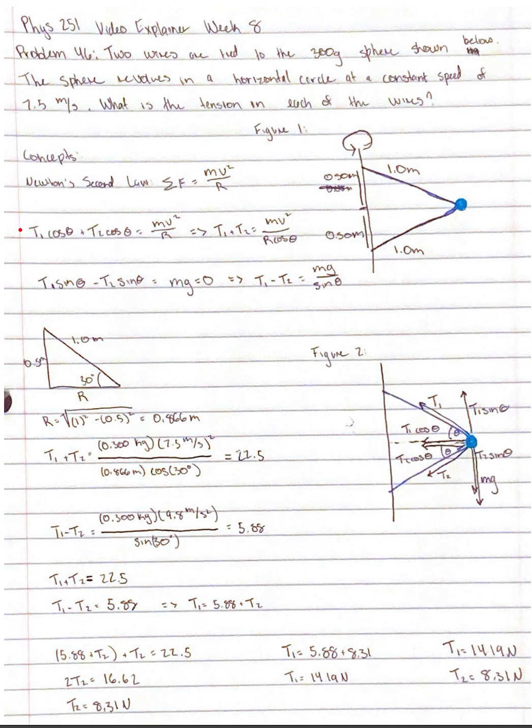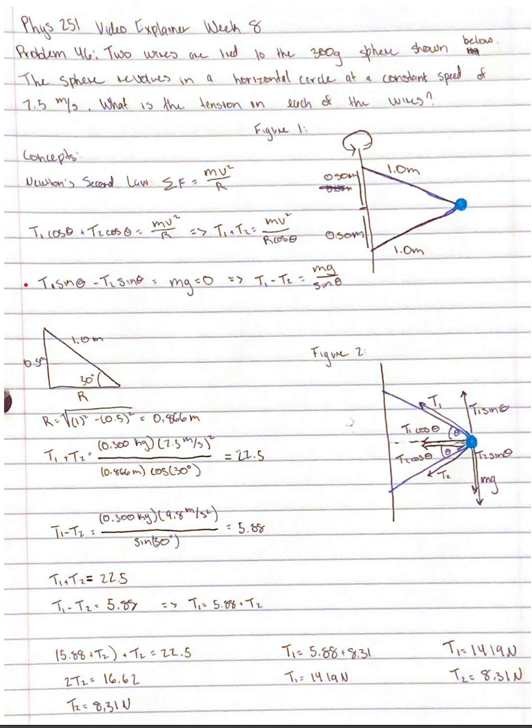To start, we have the horizontal axis and our force is tension. So we have T1 times cosine plus T2 cosine equals mass times velocity squared over r. We want to rewrite this to get T1 and T2 on their own. When we do this, we have T1 plus T2 equals mass times velocity squared over r times cosine theta.